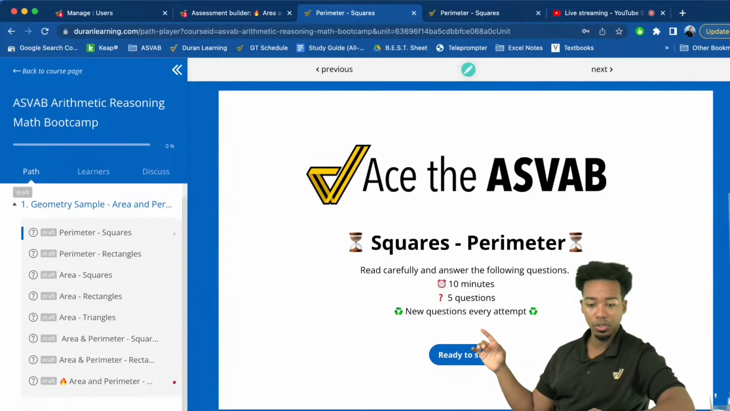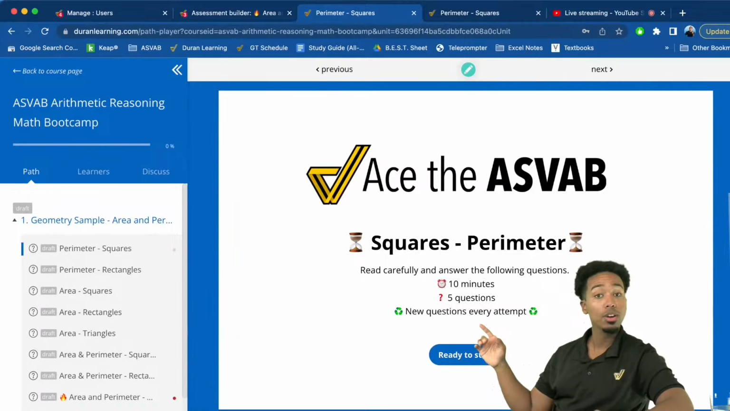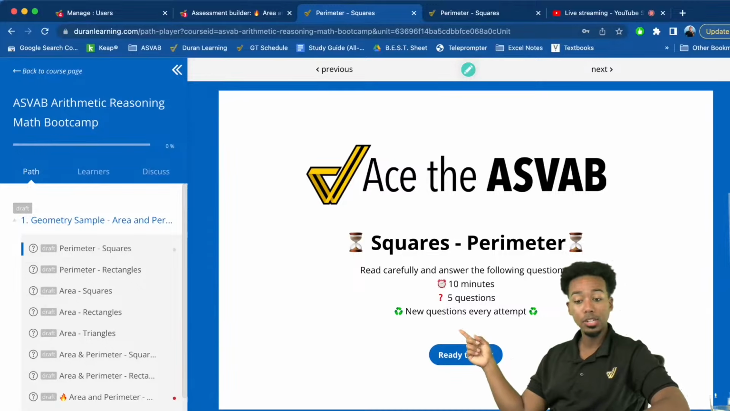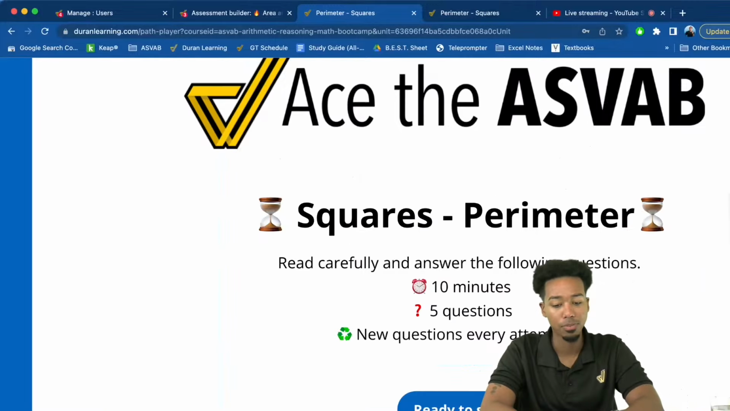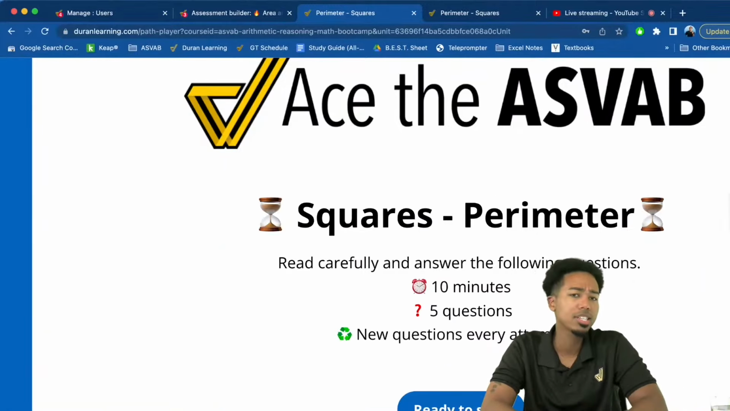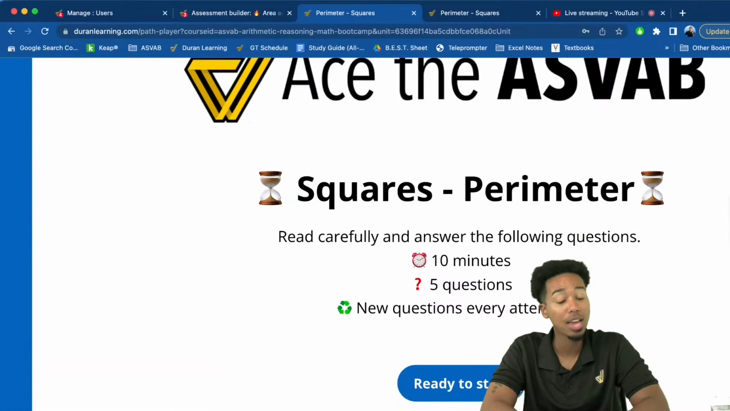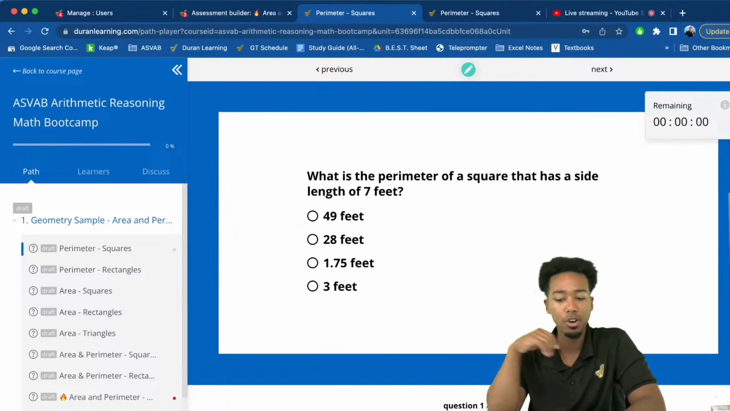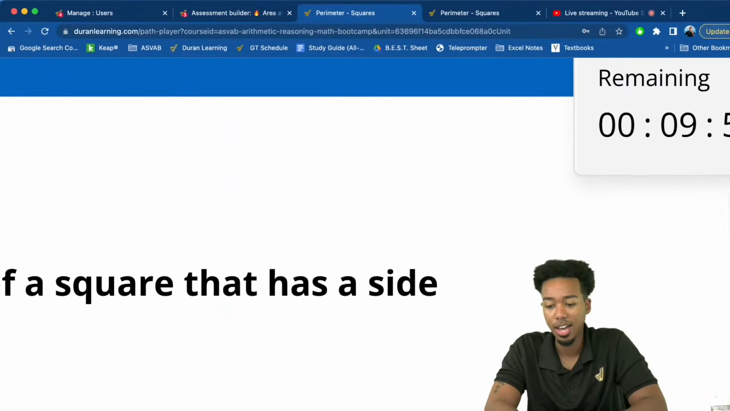Over here on the left, notice how we have perimeter of squares, perimeter of rectangles, area of squares, rectangles, and so on. So here we're looking at perimeter of squares. Essentially, you're going to have 10 minutes to answer 5 questions. And basically, it's 2 minutes a question. And every time you retake it, again, brand new questions. Here we go. So if I click ready to start, you see your timer right here at the top right. Right there, nice and easy.